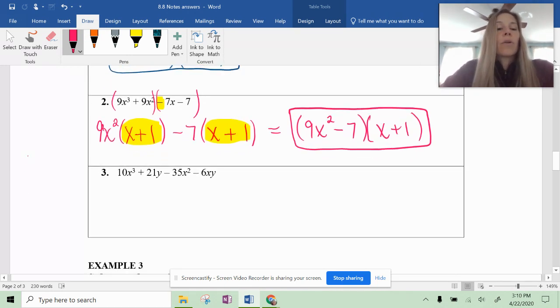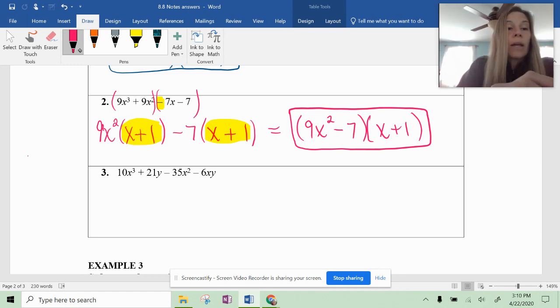Okay, and then number 3. Now this one's a little tricky because we have x's and y's, and a lot of people are not familiar with doing those types of problems, and we haven't done one like that yet.